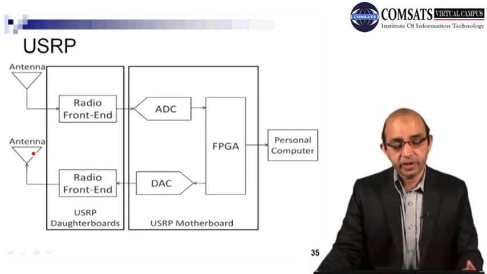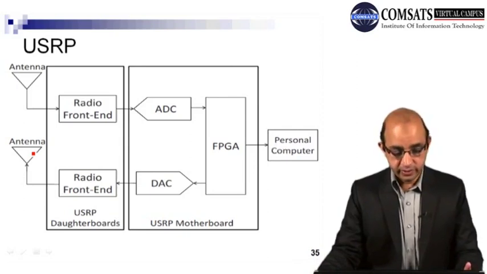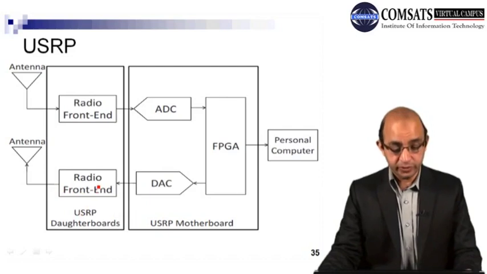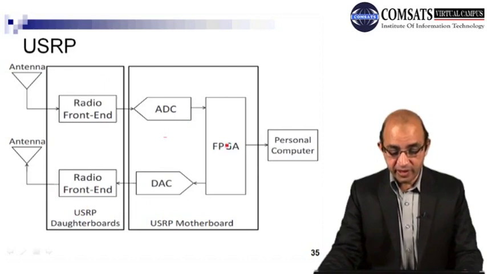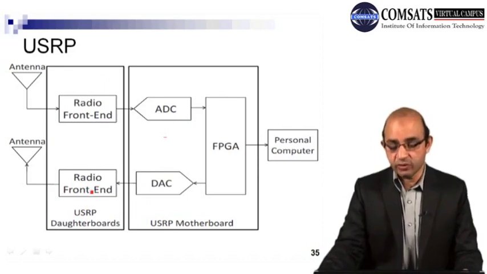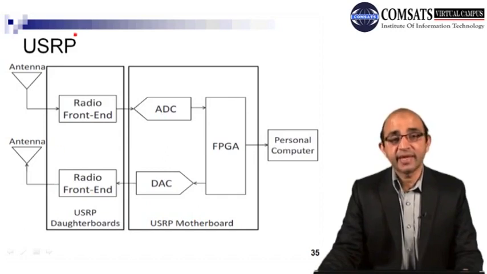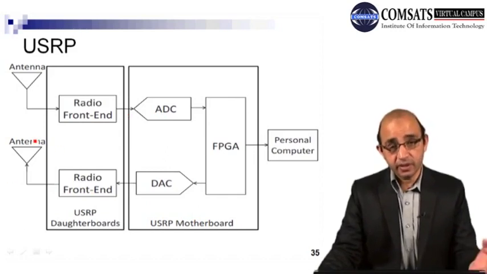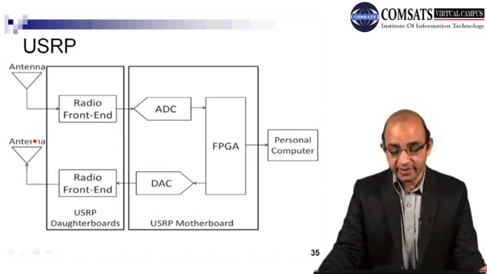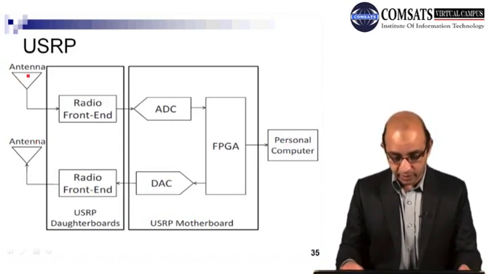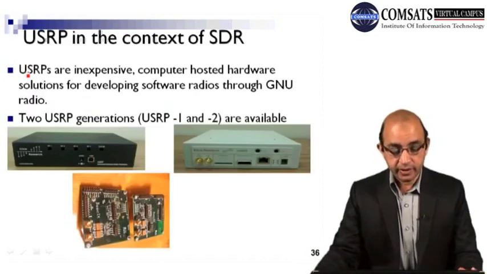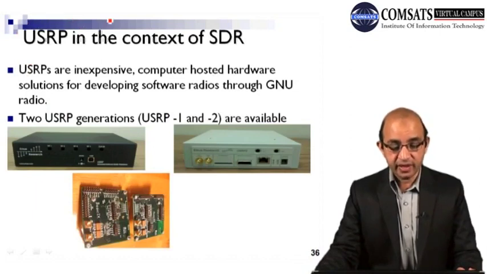Now if we talk about USRP, that is universal software radio peripheral, here we have the radio front end, right? And these are the daughter boards that are actually providing this radio front end, DAC, A to D converter, FPGA, and this USRP is connected to the personal computer. So this is providing the interface between our analog free space and our personal computer, and here we have the antenna, right?